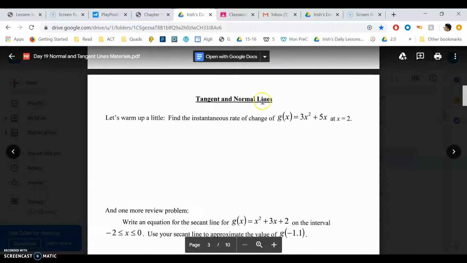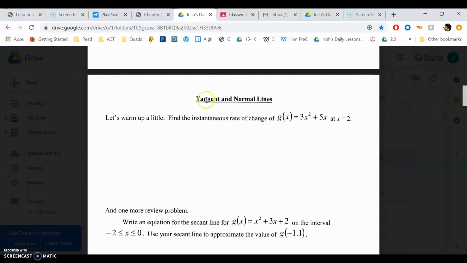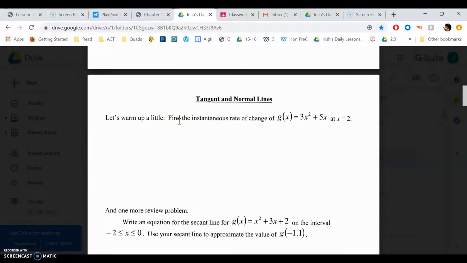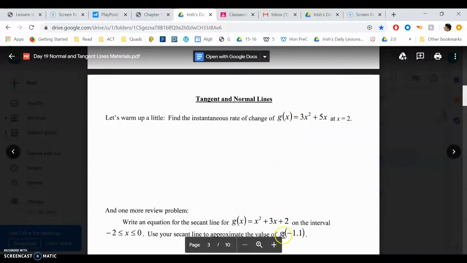So this is called tangent and normal lines. We're going to get into normal lines next video, so it's just tangent lines. Let's warm up a little bit first. We're going to do what we did last time: find the instantaneous rate of change of g of x equals 3x squared plus 5x at x equals 2. Write that down in your notes and let's knock it out.